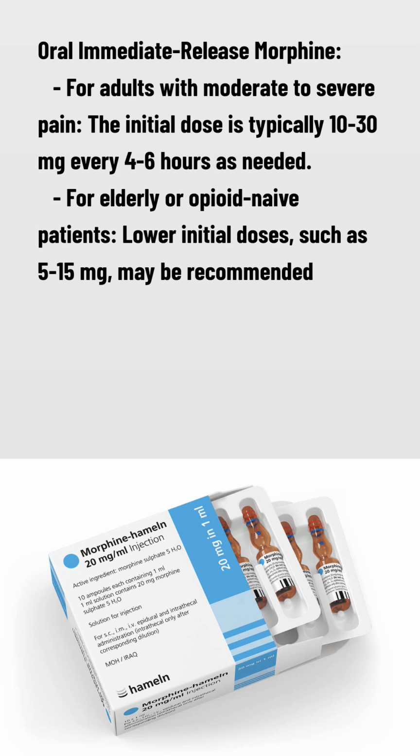Oral immediate-release morphine. For adults with moderate to severe pain, the initial dose is typically 10 to 30 milligrams every 4 to 6 hours, as needed. For elderly or opioid-naive patients, lower initial doses, such as 5 to 15 milligrams, may be recommended.